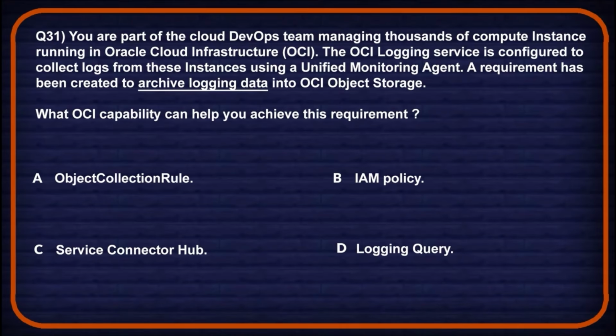Okay, let's look into the options. Option A, Object Collection Rule. Object collection rules is not a valid OCI feature for archiving logs to object storage. So option A not a good answer. Moving on to option number B, IAM policy. IAM policies control access but do not perform log archiving or data movement. So option B not a good answer.